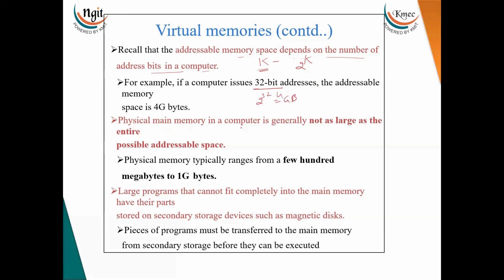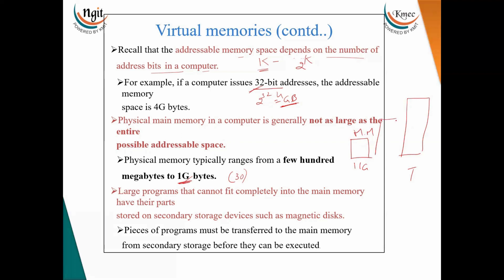But physical memory in a computer is generally not as large as the entire possible address space. Now here the physical memory is how much? Only a maximum of 1 GB. But how many address bits is it generating? 32. For a maximum of 1 GB, how many address bits are needed? Only 30. But the computer is generating 32, which means the address space is 4 GB. Now here the main memory is 1 GB, and the secondary storage device is in the order of terabytes.